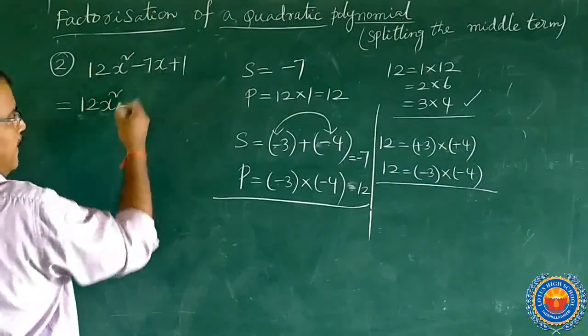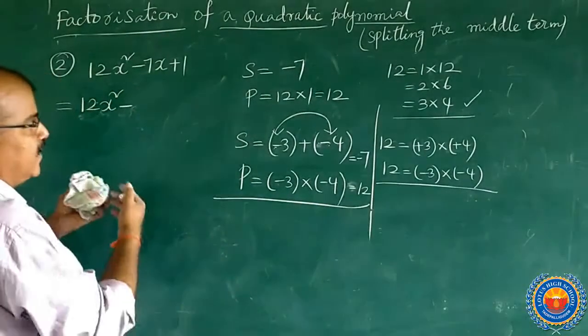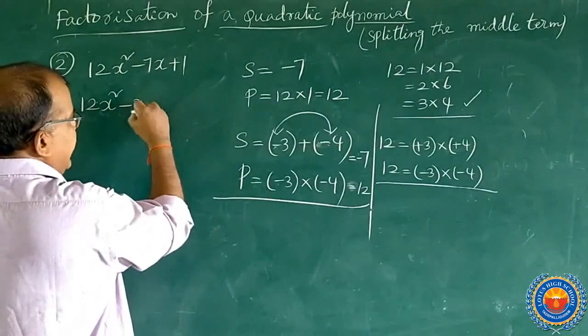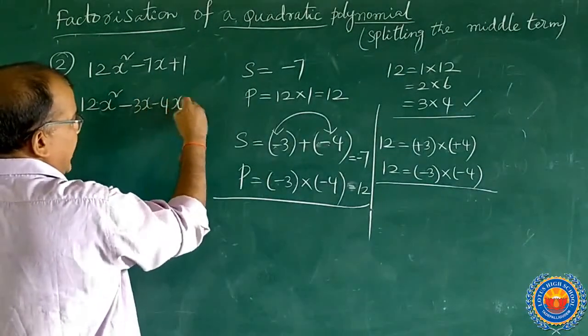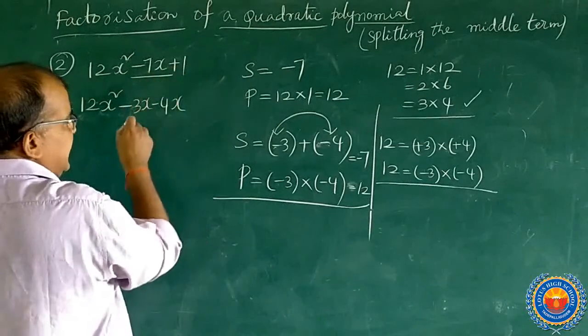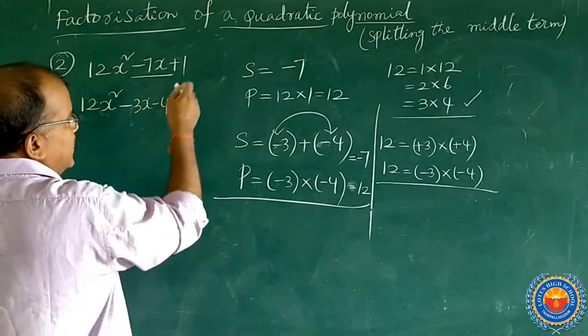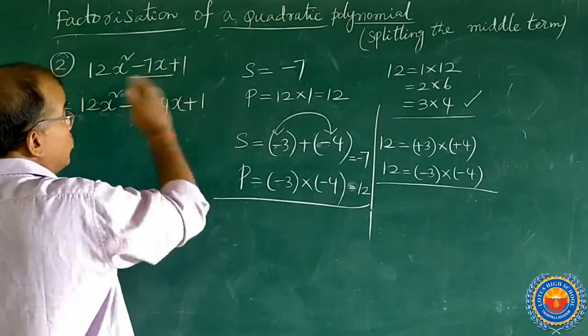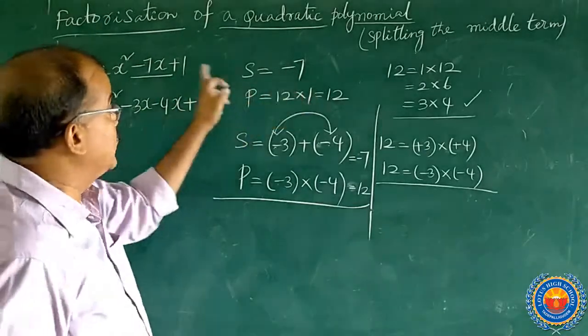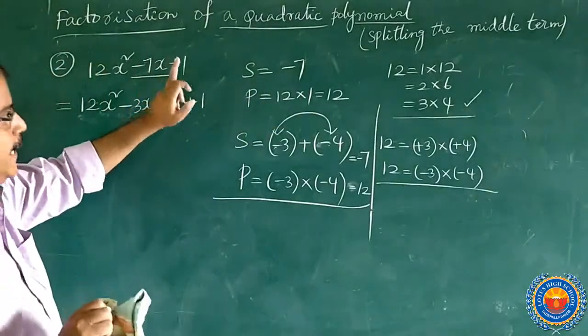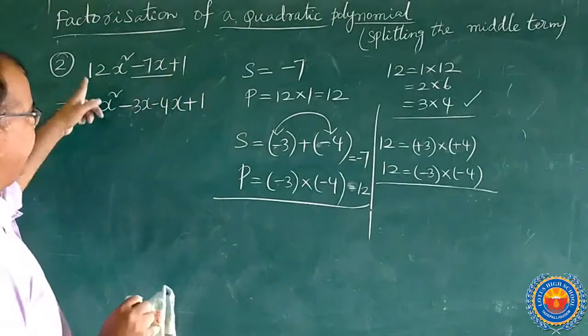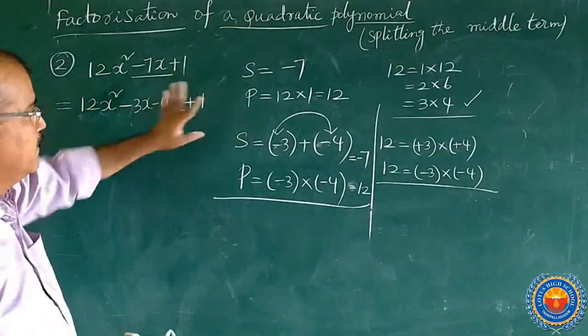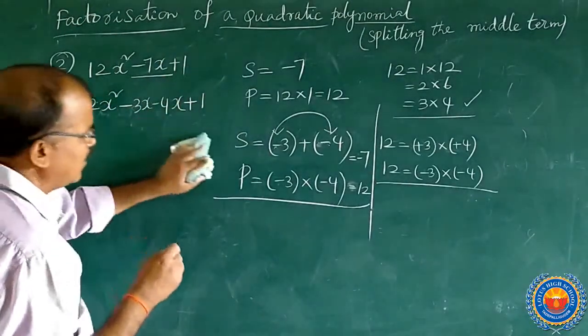12x square minus 7x, split into middle term. Splitting: minus 7x is nothing but minus 3x minus 4x. Plus 1 as it is, don't write 12. Here product is 12, that's why don't write 12. Only the number that is here, the same number you write. Already 12 is in front, I have written it. That's all. Now, normal factorization.